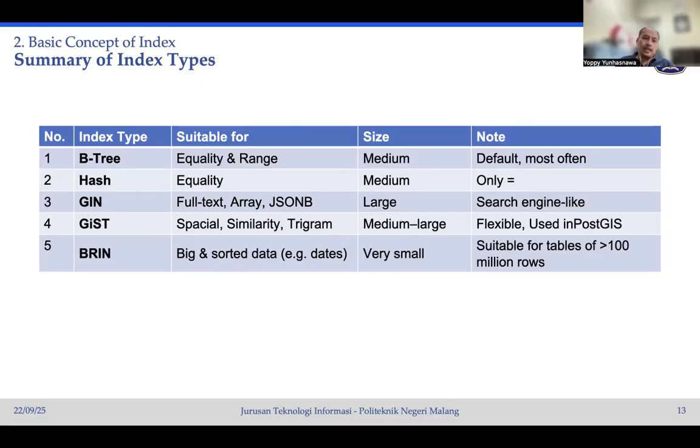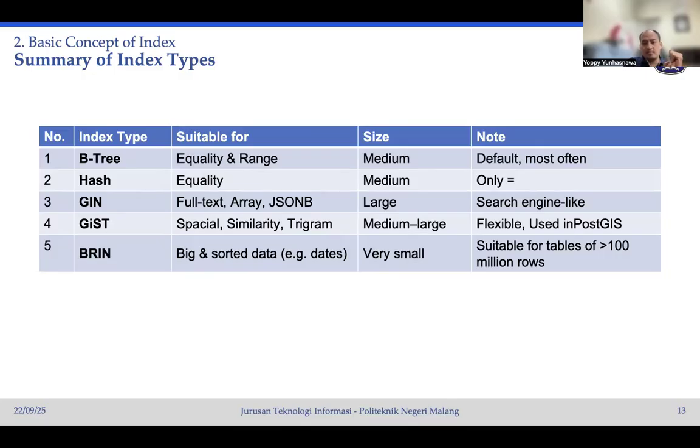Then the next one is hash. This is suitable for equality only, and the size is also medium, but it is only used for equality. So we can choose B-tree actually over the hash index. And GIN is used for full text, array, and JSON. The size of a GIN index is large, and it is used whenever we run queries like a search engine.